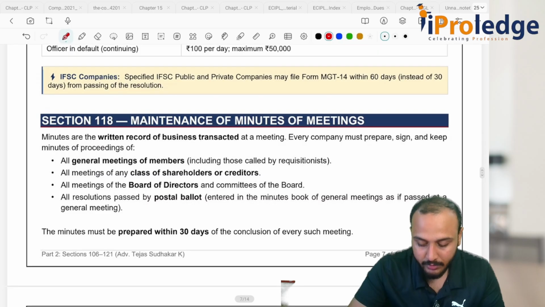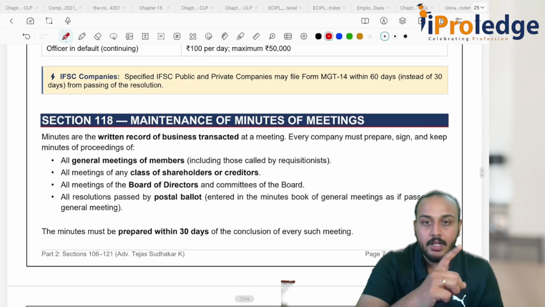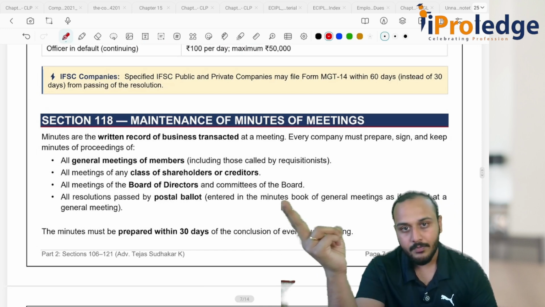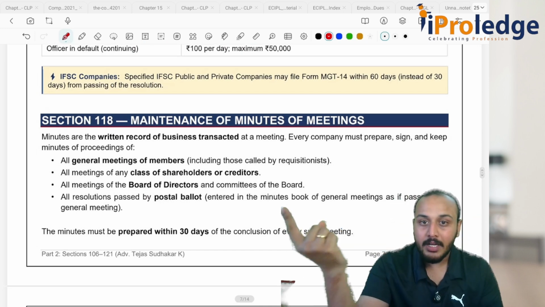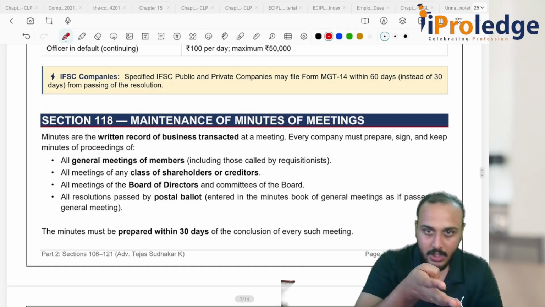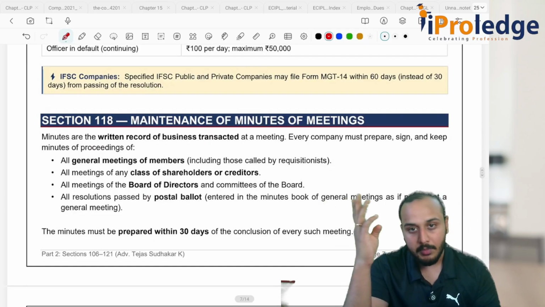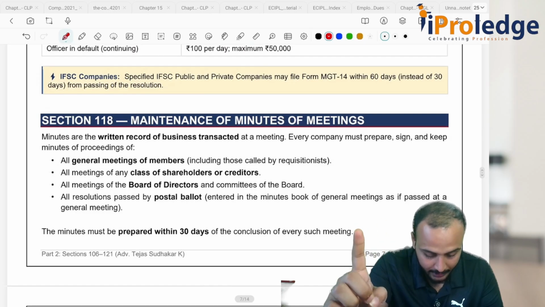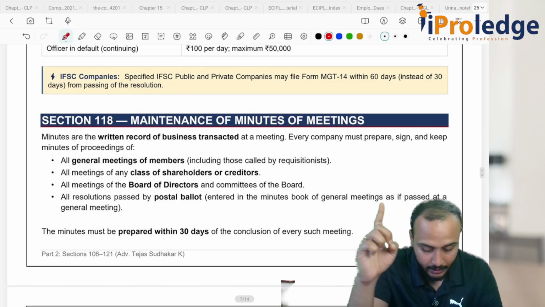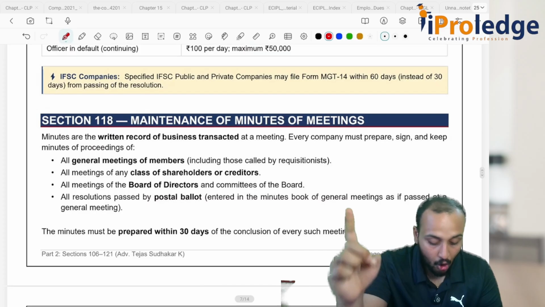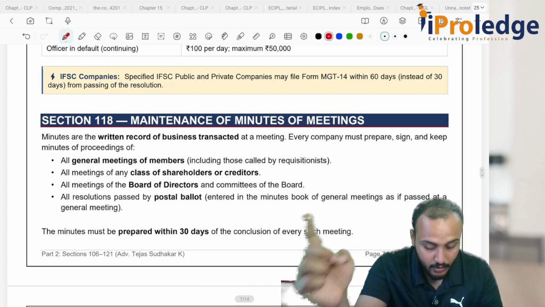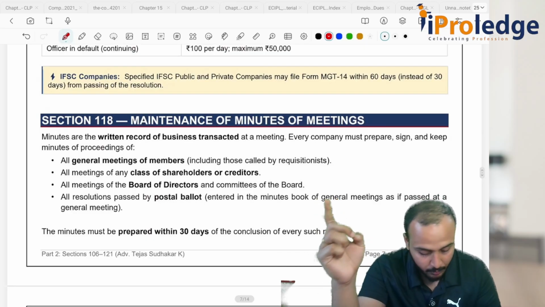Then maintenance of minutes of the meetings. Section 118 applies to both general meetings as well as board meetings. Even the board meeting minutes have to be maintained as per section 118. Even your general meeting minutes have to be maintained as per section 118. All the general meetings of the members, all the meetings of any class of shareholders, all the meetings of the board of directors and the committees of the board, all the resolutions passed by the postal ballot.